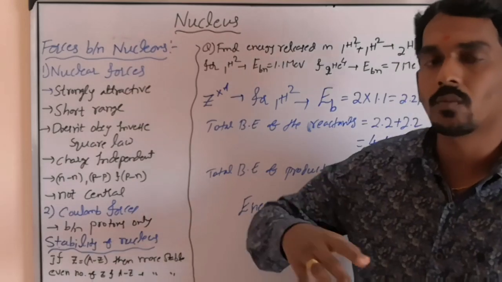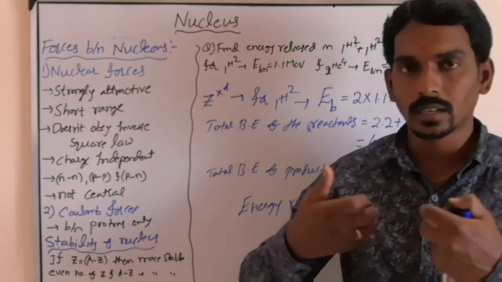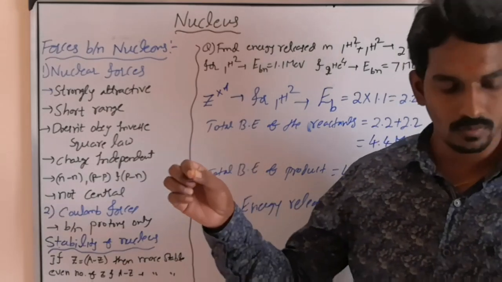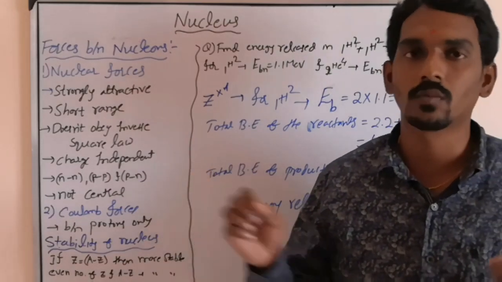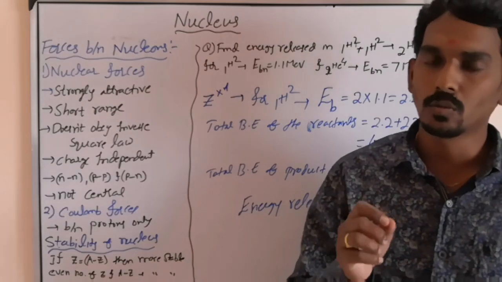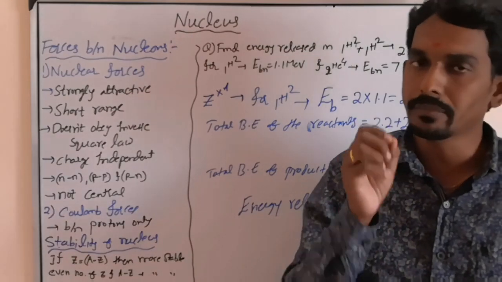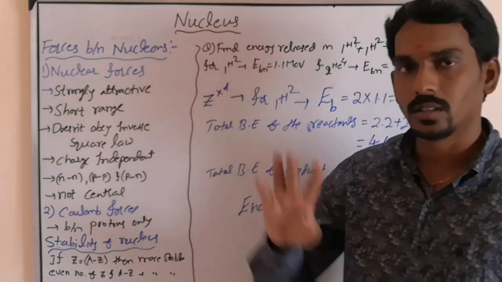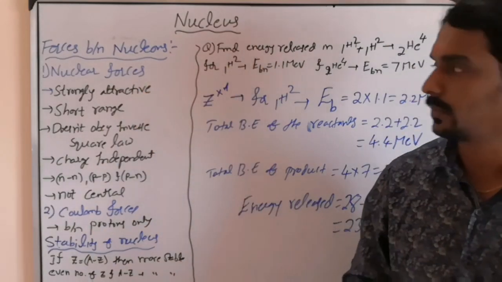Even though they are very strong, they cannot act very far away. It means that if one proton is here and another proton is far away, there is no nuclear force. The distance should be in terms of angstrom or Fermi meter. Then only the nuclear forces are effective.